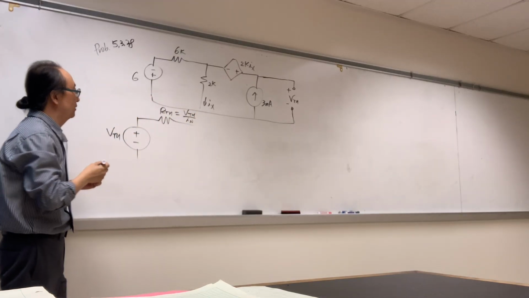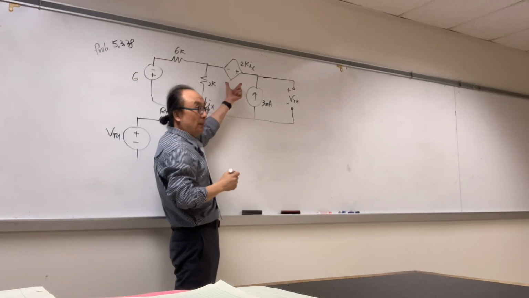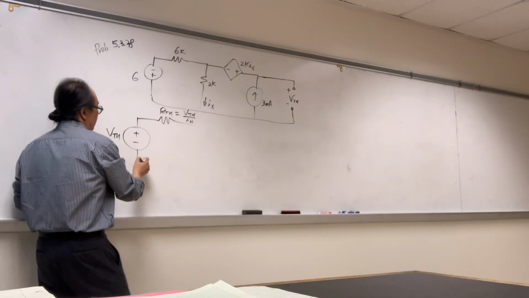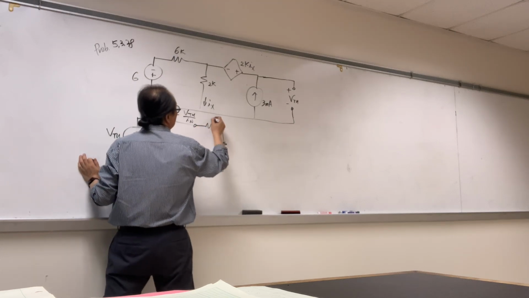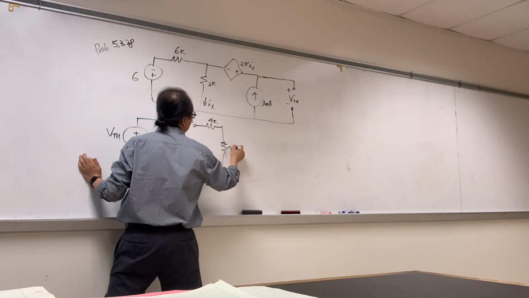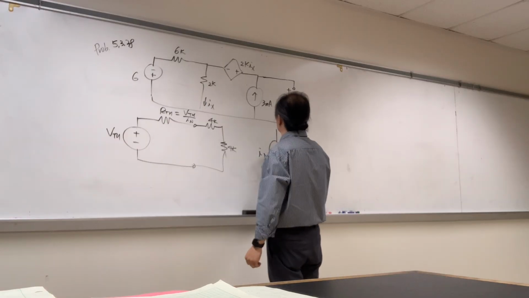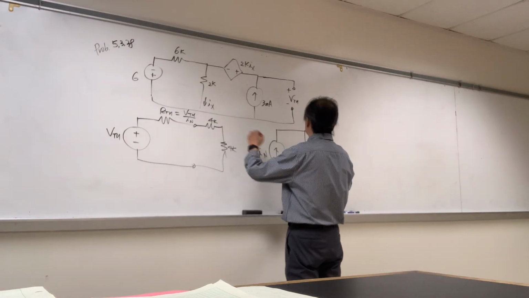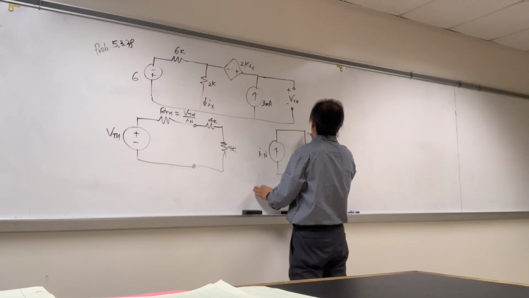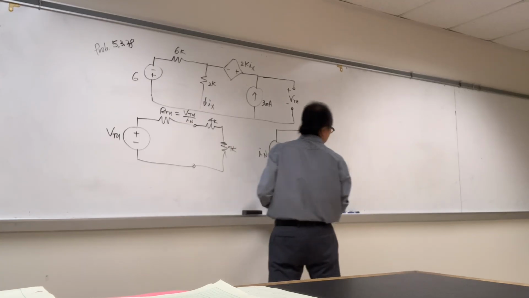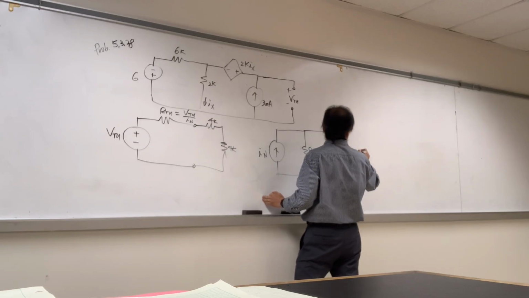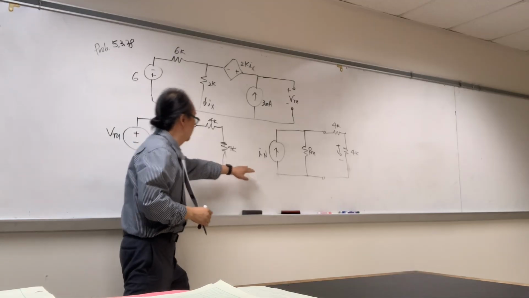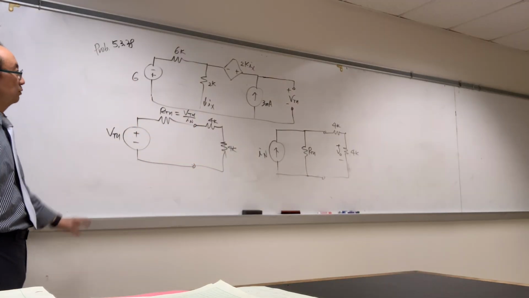We need to find I of n. Why? Because we have a dependent voltage source. So we're going to do this, and our load is going to be this 4K. Now for the Norton circuit, it's going to be IN with RTH, and here we put the 4K with plus-minus V0. This is Norton, this is Thevenin. That's correct. So that's what we're going to do.